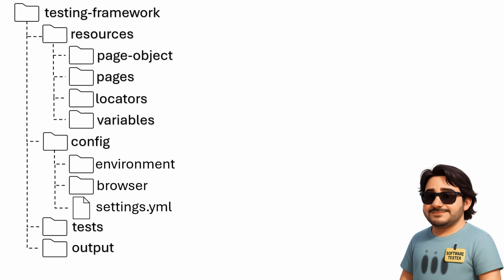And finally, we include a readme.md file. This is a simple documentation file that explains how to install the framework, how to run the tests, and how the project is structured. It's very useful when sharing the framework with teammates or when you want to present it in a job interview. And that's our complete folder structure. Now that the foundation is ready, we can start creating our first page objects and building the framework step by step.